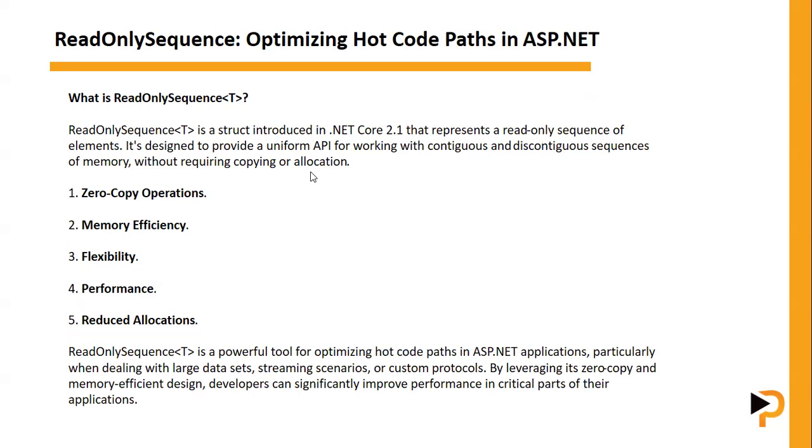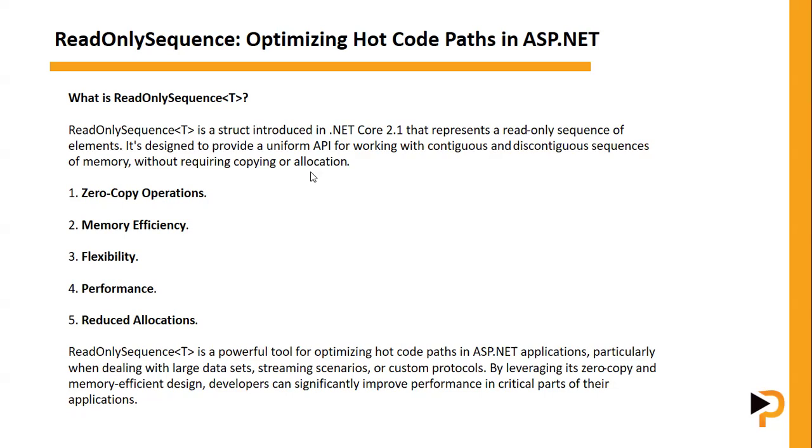So zero copy operations: it allows processing of data without copying, which is crucial for performance in hot code paths. Now, it is memory efficient. How? It can represent a large amount of data without requiring it to be in contiguous memory. Next advantage is the flexibility. It can work with various backing stores like arrays and memory pools through the uniform API.